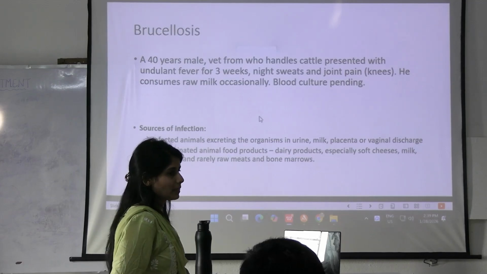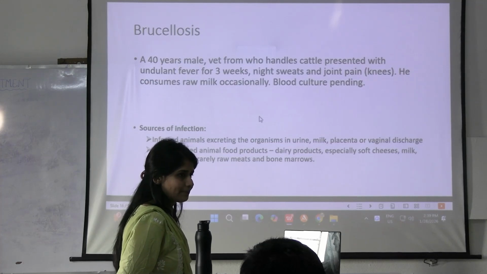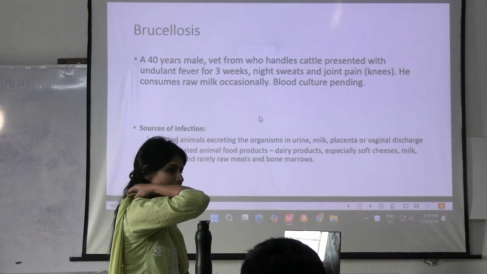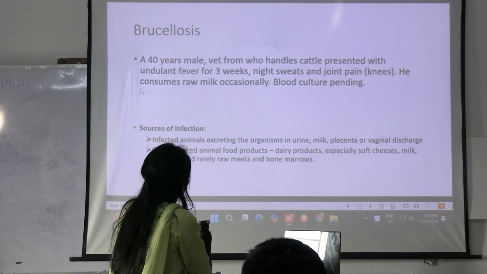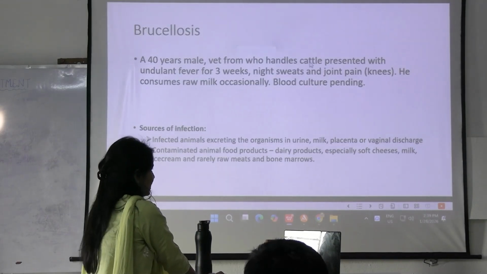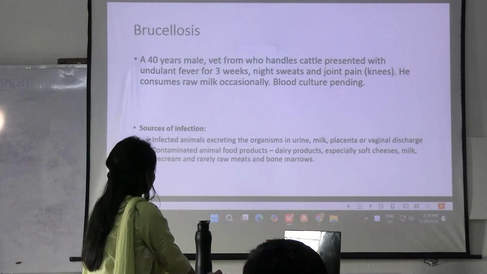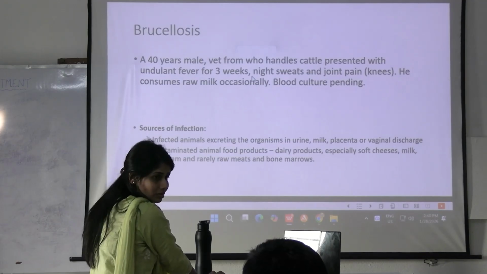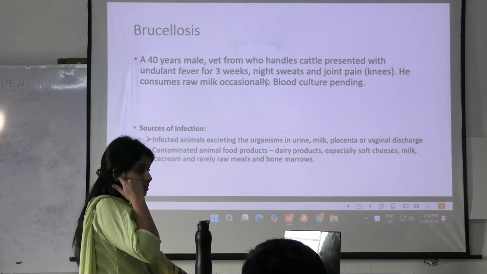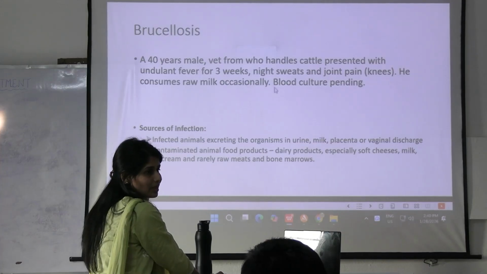Blood culture is pending. So can joint pain be caused only by infectious causes? No. So in such cases, you will figure out the other causes first. But here you have this additional information that he is a veterinary doctor. He handles cattle. He consumes raw milk occasionally. So it means there is contact with cattle, a chance that there is contact with infected cattle. Okay, this is a zoonotic disease which comes from animals.